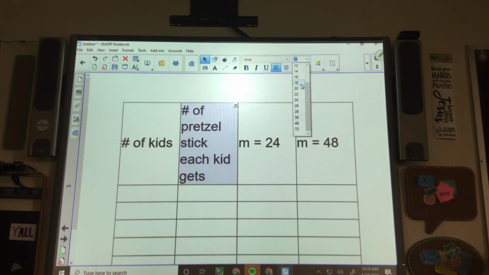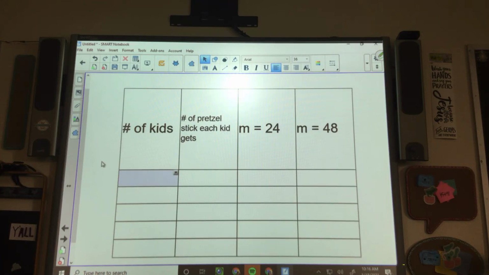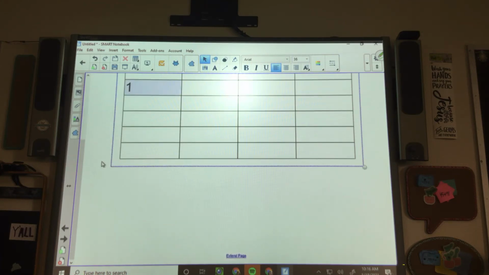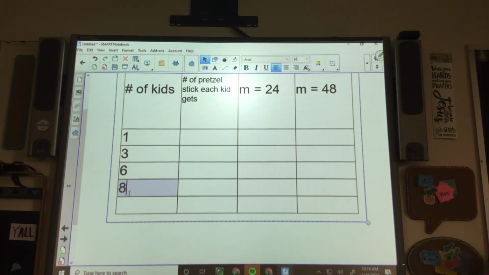Okay, so we're given all those different values we're trying to figure out. So first of all, how many kids do we have? The first one says 1. What's the next one say? 3. Next. 6. Next. 8. 12.